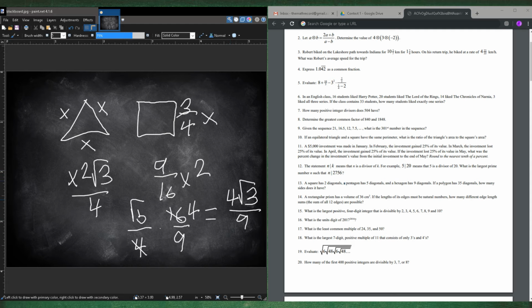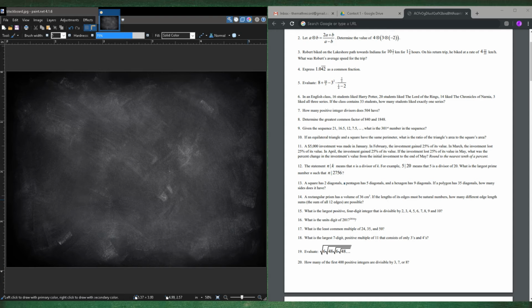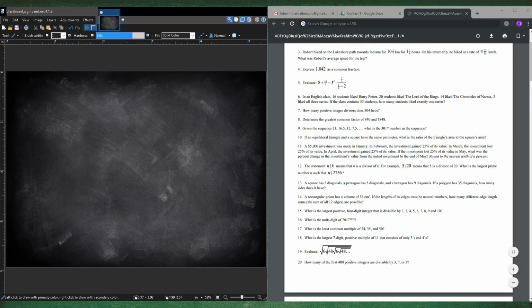Kind of an interesting question, but CCML overuses the equilateral triangle area question a lot. So just try to memorize it and you'll basically know. To reiterate, it's x squared times square root 3 over 4 if the side length is x.